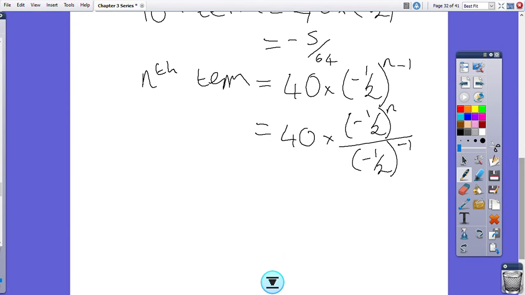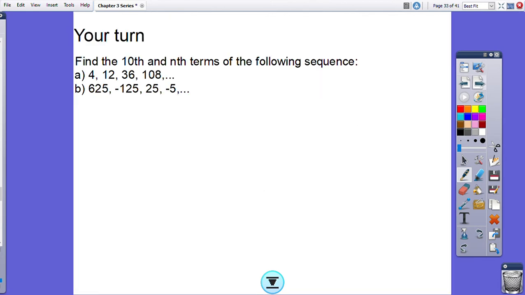Now, minus a half to the minus 1, well, that's going to flip the minus a half, so it's going to go to minus 2, so 40 times minus 2 is going to be minus 80, and we're going to do minus 80 times minus a half to the n. Okay, so what I'd like you to do now is have a go at these questions here.